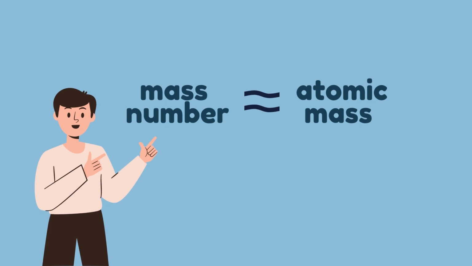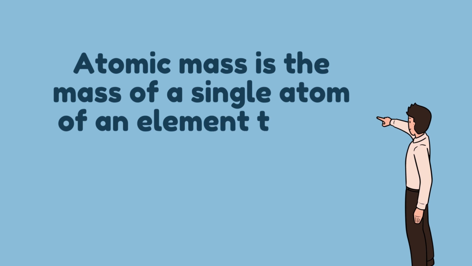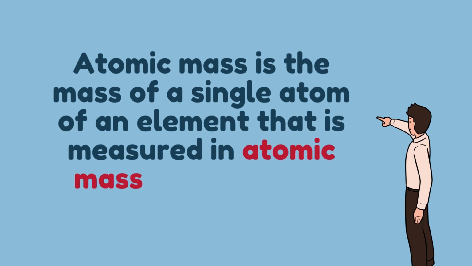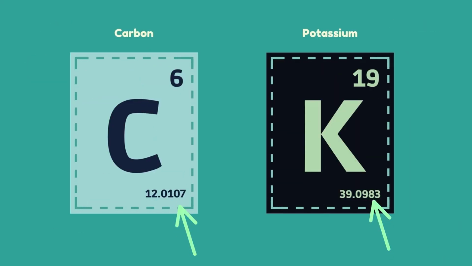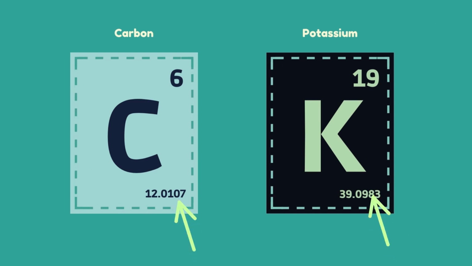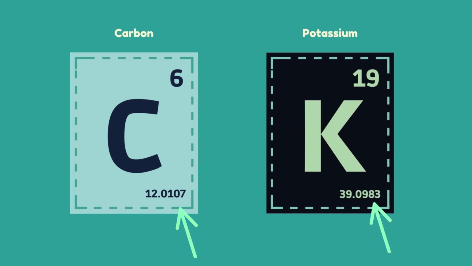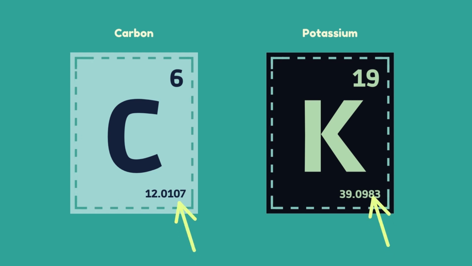We also need to know that the mass number is approximately equal to what we call the atomic mass. Atomic mass is the mass of a single atom of an element that is measured in atomic mass units, or AMU. For example, the element carbon has an atomic mass of approximately 12.011 atomic mass units, and the element potassium has an atomic mass of 39.0983 atomic mass units.